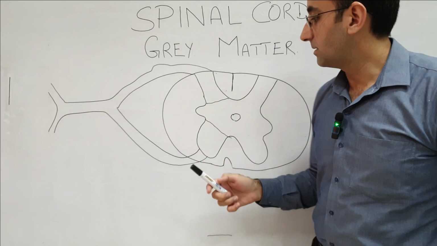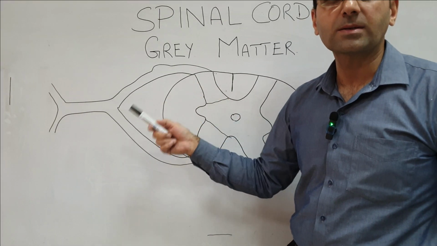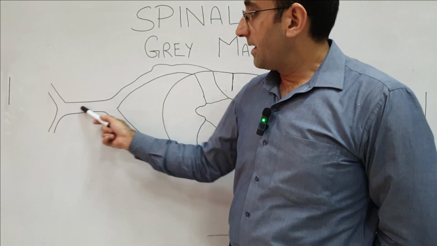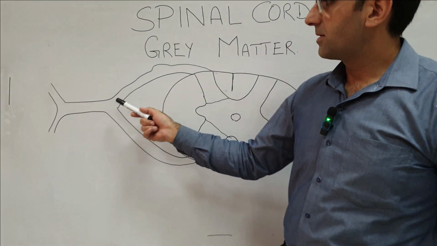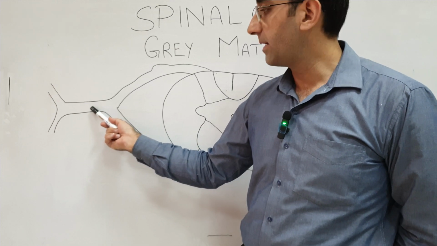By fibers I mean axons. And the posterior root is formed by sensory fibers or sensory axons. When these two roots combine, they form a typical spinal nerve, the trunk of the spinal nerve, which has mixed fibers. It has both motor and sensory fibers.